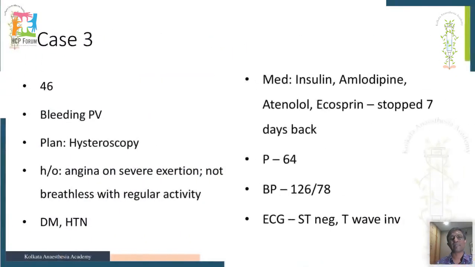A 46-year-old with bleeding PV, the plan is a hysteroscopy. Angina on severe exertion, not breathless with regular activity, diabetic, hypertensive, good heart rate control, good blood pressure control. What do you do next?